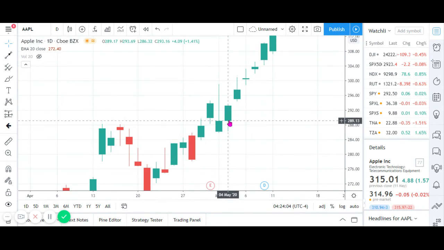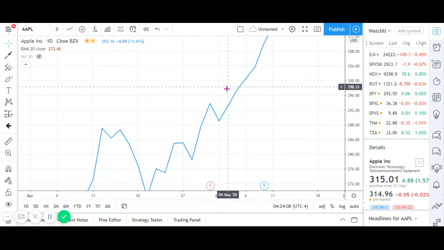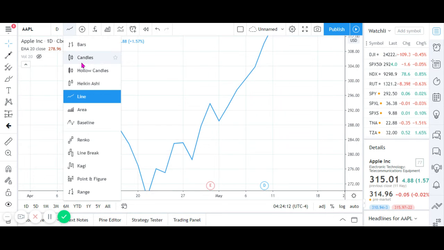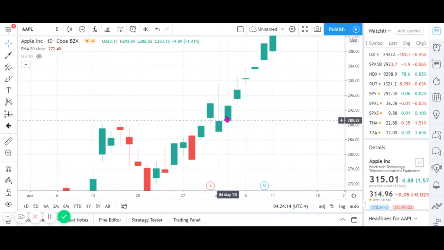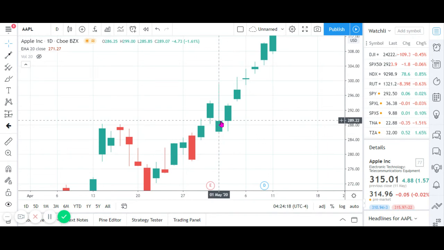It gives you so much more information than a line chart. We have no idea what happened. We have no idea. Okay, and that's what you need to know. You would need to know what's happening during the day. Look at this bar here. This giant wick is what they call a tall tail. Well, that means it opened here.